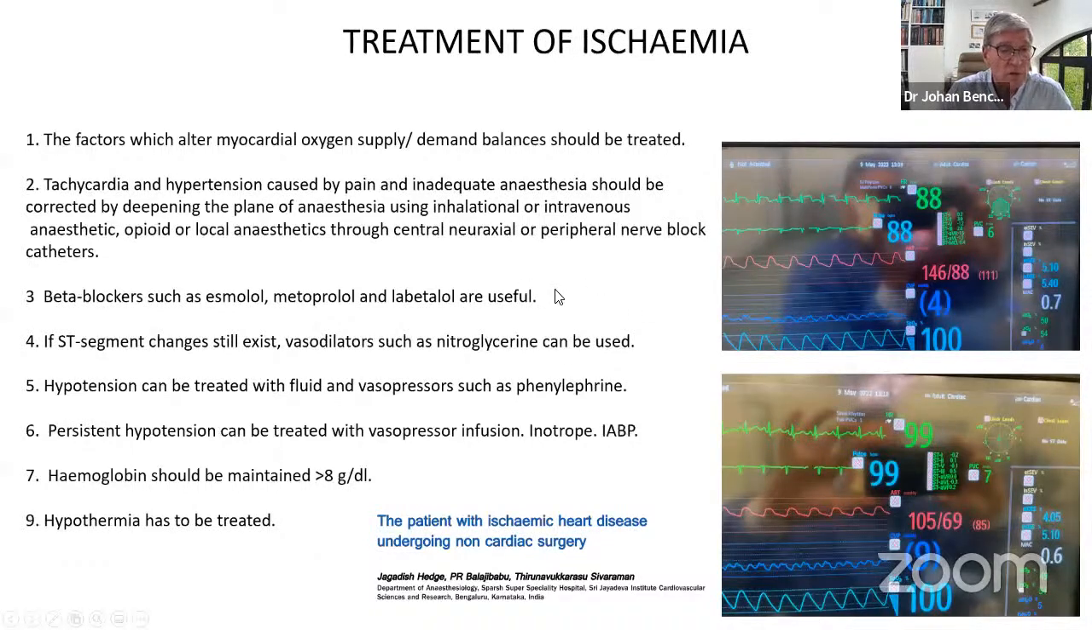You can use beta blockers, esmolol, metoprolol, and labetalol are useful. If the ST segment changes still exist, you can give vasodilators like nitroglycerin. Hypotension can be treated by fluid and vasopressors, phenylephrine. Persistent hypotension can be treated by vasopressor infusion, inotropes, and intra-aortic balloon pump if you need to. You should keep your hemoglobin at more than 8 grams per deciliter, or 80 depending on units. And you have to treat your hypothermia as it comes along.